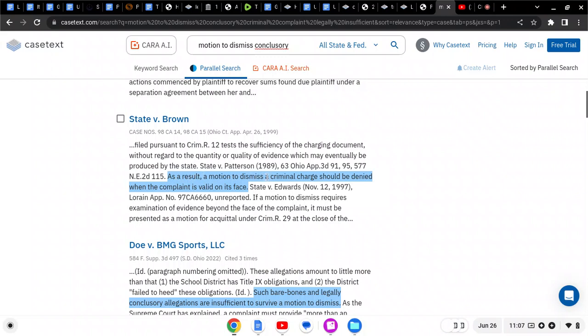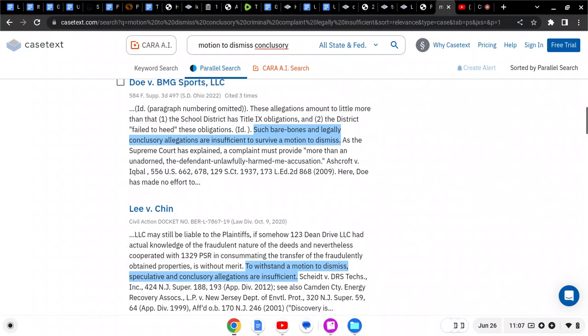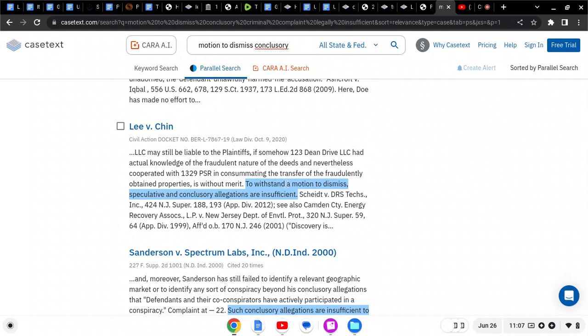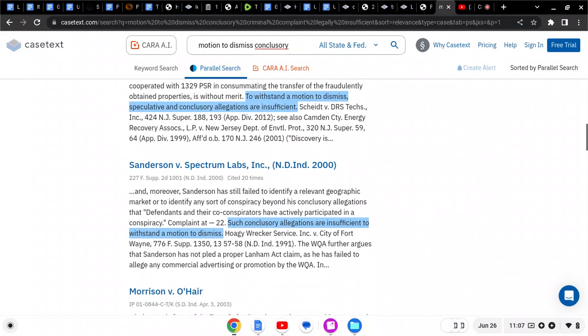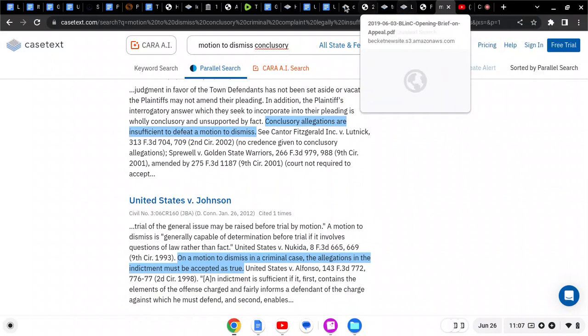A motion to dismiss a criminal charge should be denied when the complaint is valid on its face. If it's valid, it's not going to be denied. Such bare bones and legally conclusory allegations are insufficient to survive a motion to dismiss. To withstand a motion to dismiss, speculative and conclusory allegations are insufficient. Always about the facts, y'all. It is always about the facts. Always.